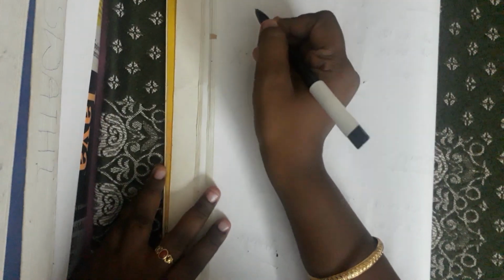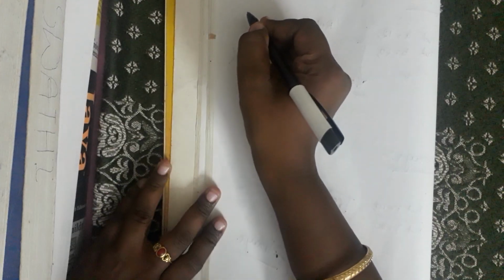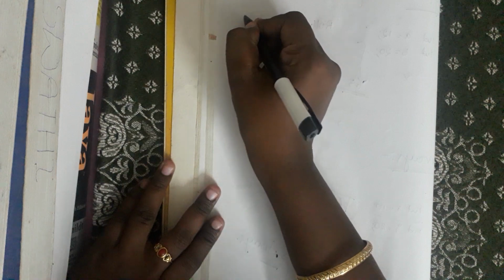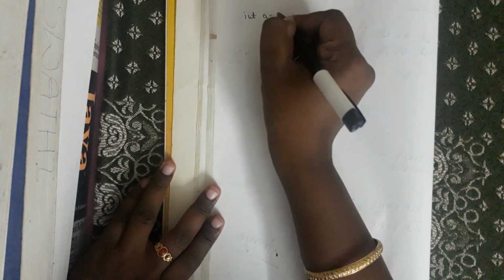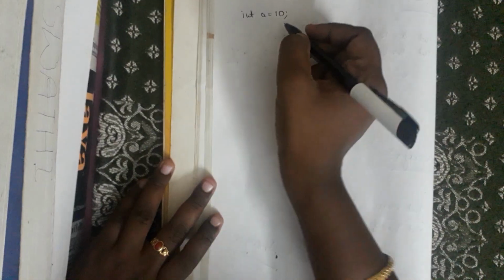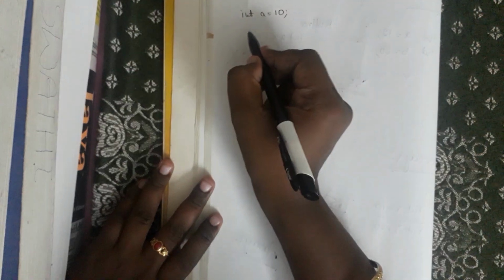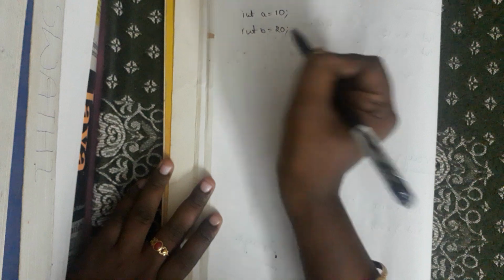If I want to store a number into the memory, then how can I do that? First, I need to declare a variable of integer type like this, int a equal to 10. After declaration, I have to store that number into the variable. Suppose I want to store one more number into the memory, then I have to declare one more variable of integer type, and store that number into the memory.